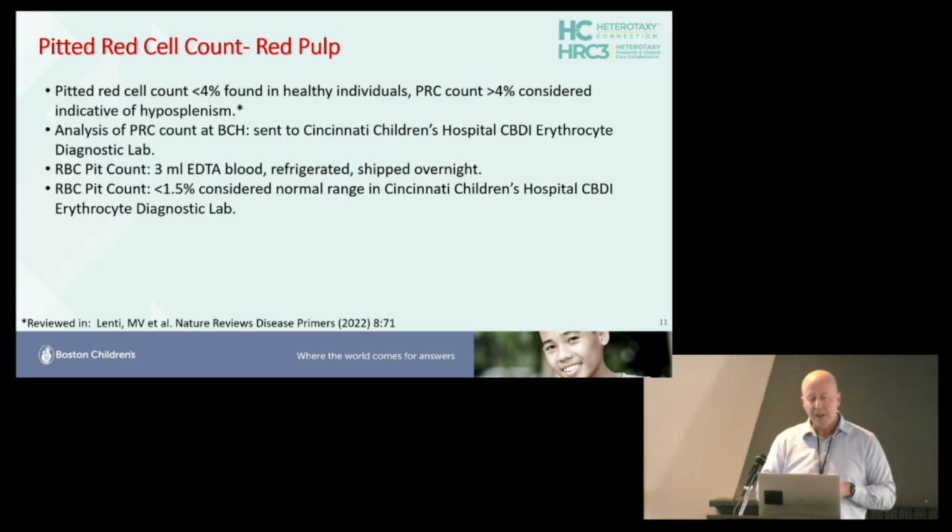So the pitted red cell count, again, that's an assessment of red pulp function. Typically in healthy individuals, the pit count is less than 4%. Counts greater than 4% is considered indicative of hyposplenism, and typically values around 14 to 15% are what you might find in patients who are asplenic. So it's a pretty simple test to order, 3 mLs of blood sent to Cincinnati Children's Hospital, and we found it to be a very quick and reliable source of information for us.